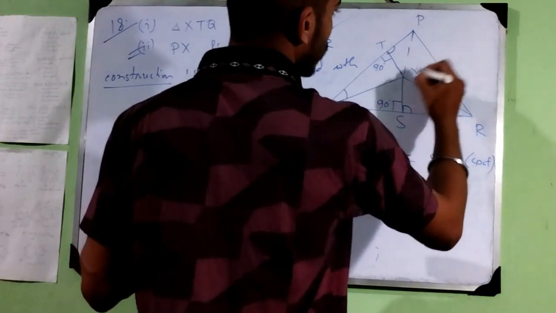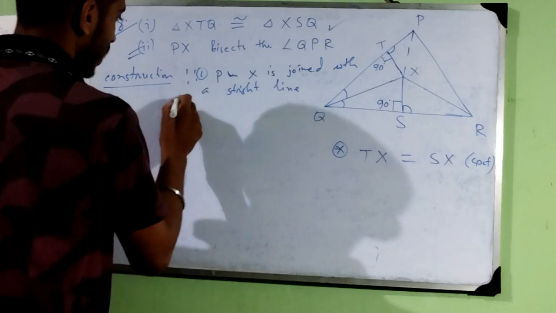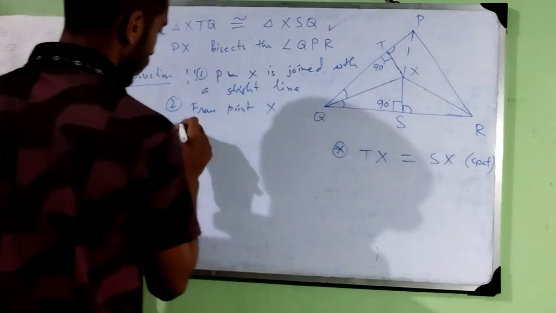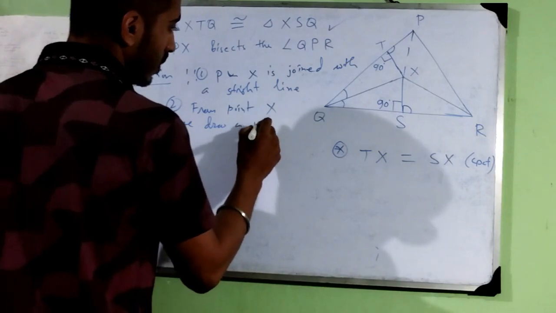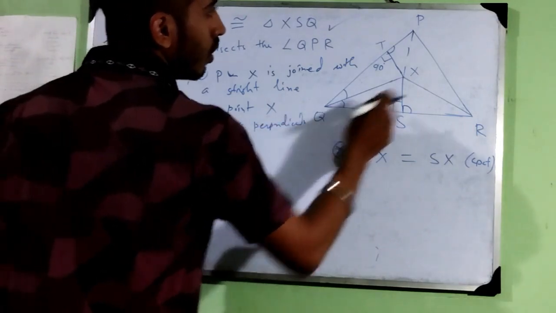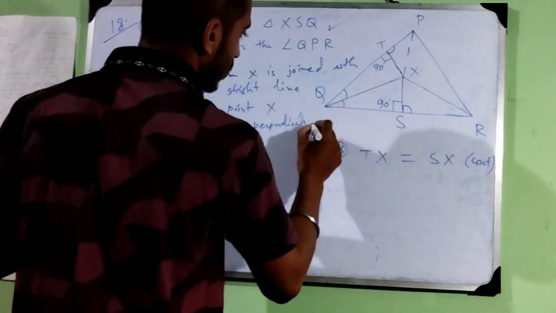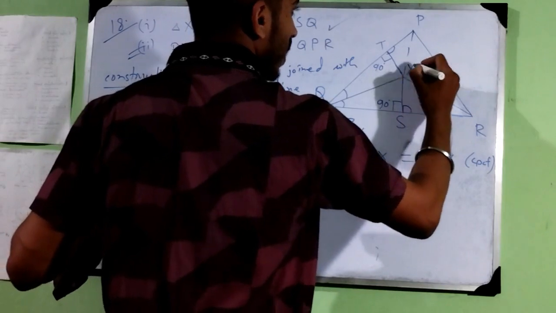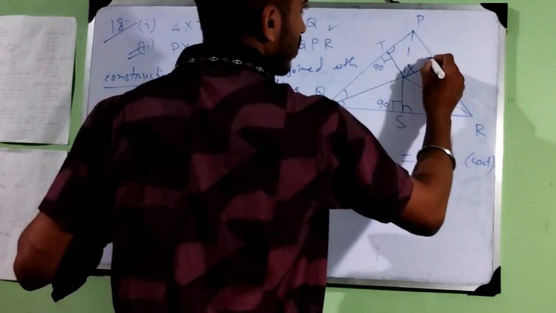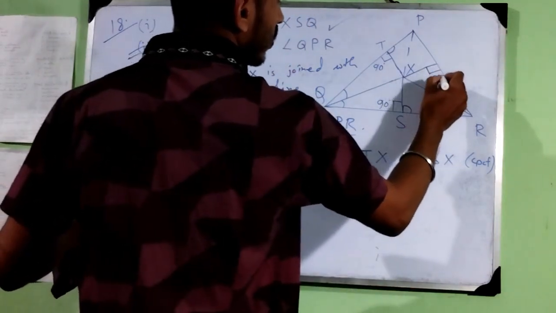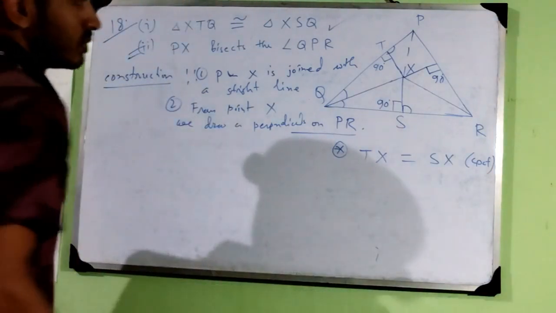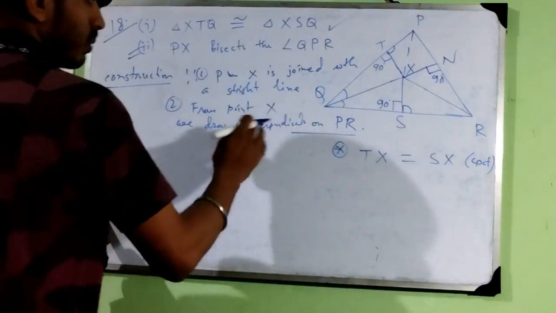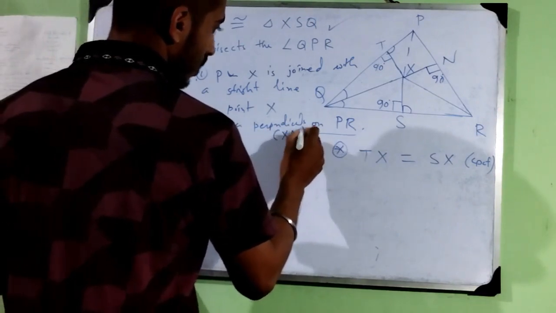From X we can draw a perpendicular. From the point X, we draw a perpendicular on PR. So what did we say here? From X we drew a perpendicular, and this perpendicular is 90 degrees. Let us name it XN, the perpendicular drawn on PR.